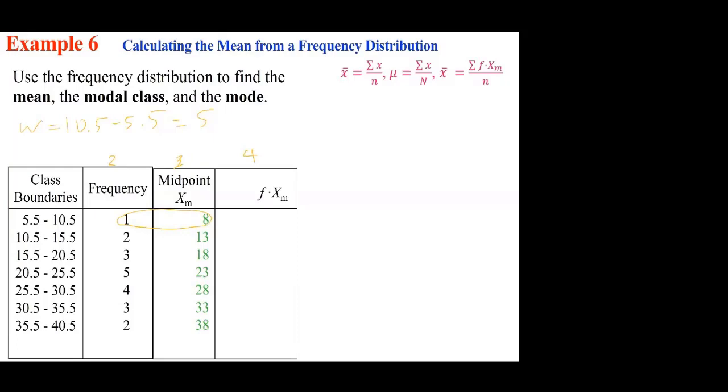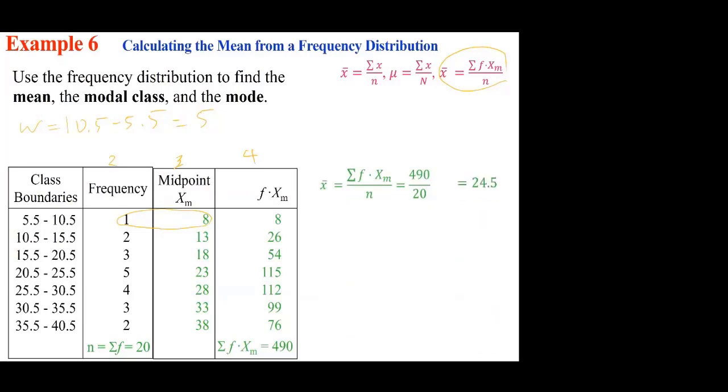The next one is 2 times 13, which is 26, and you have the rest of it. Now, when we look at the formula at the top, this formula tells us we need n. So the second column we need to add up. We need the summation of the numerator, f times x sub m. That means the last column we need to add up. And so simply divide the sum of column 4 over the sum of column 2, and that's x bar.